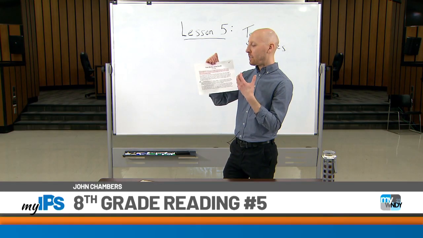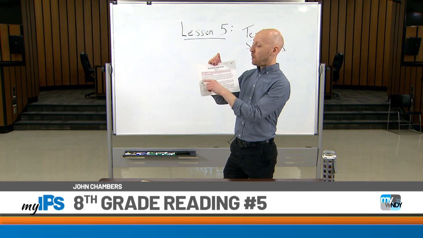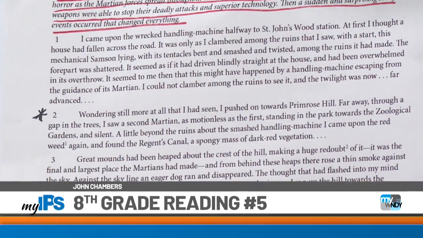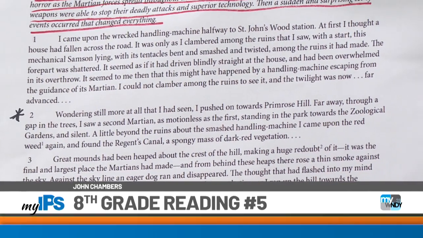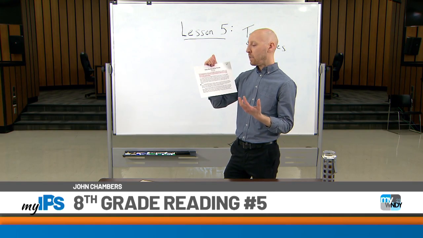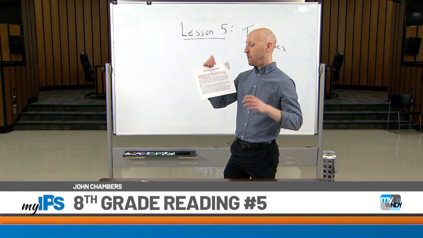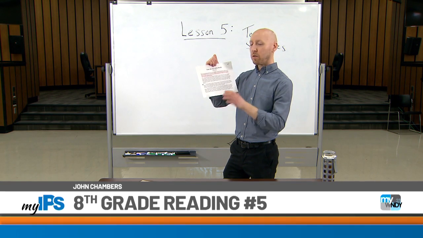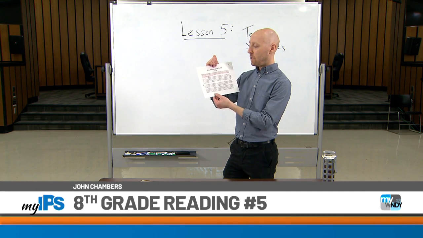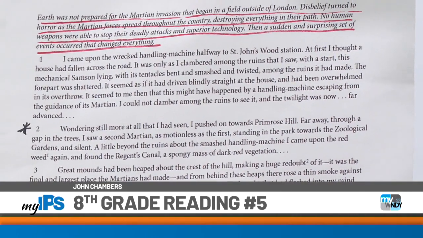So we're about to get this little foreshadowing to see what's about to happen to these Martians. All right, paragraph 1. "I came upon the wrecked handling machine halfway to St. John's Wood Station." And so if you haven't read the book or seen the movie, the handling machine is like a crab. It's like this giant machine the Martians built with all these legs to destroy things as they take over Earth. "At first, I thought a house had fallen across the road.